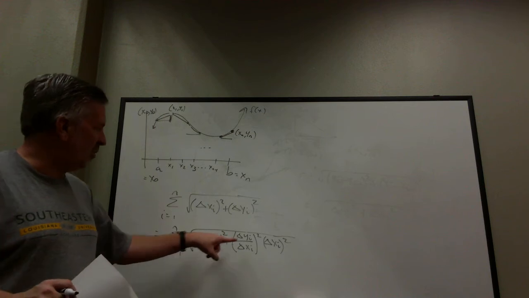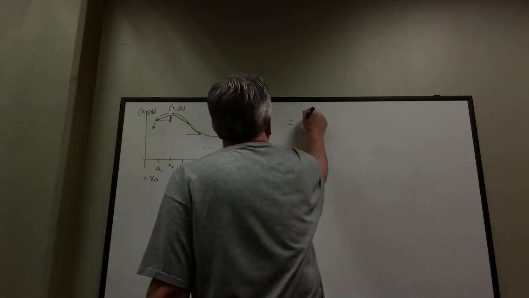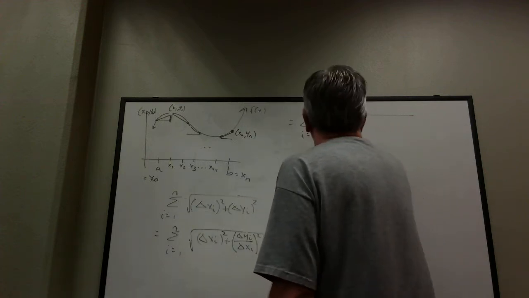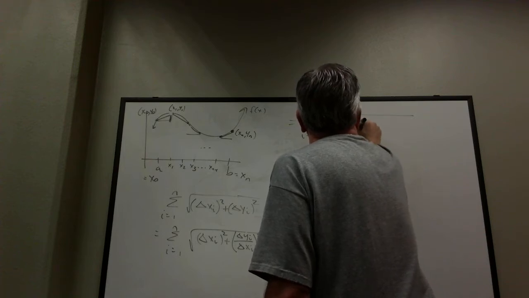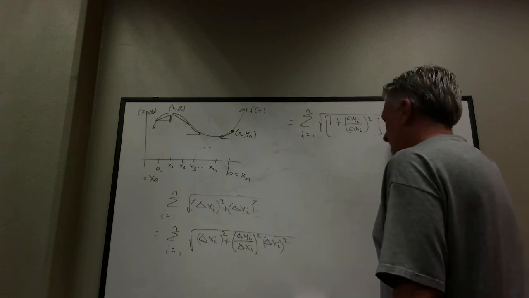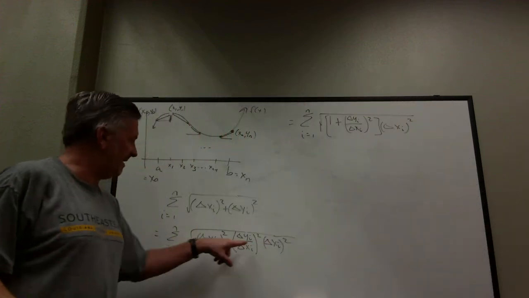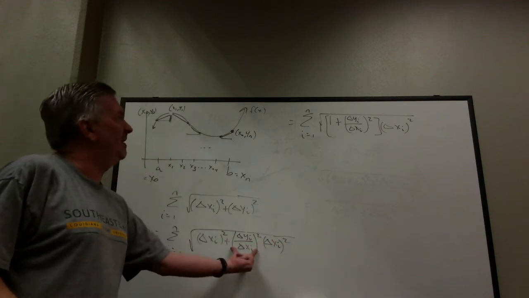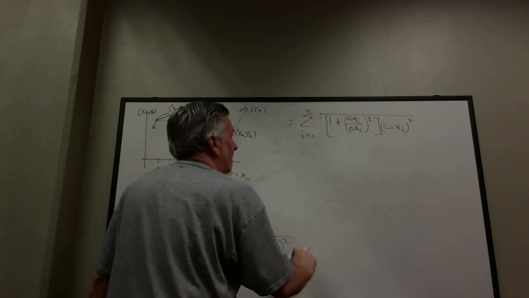Notice now I have a delta xi squared here and a delta xi squared here. So I can factor that out under the radical. So I still have my summation. So I have the square root of 1 plus delta yi over delta xi, squared. I factor a delta xi squared out of both. So you factor it out of here, you're left with 1. You factor it out of here, you're left with the delta yi over delta xi quantity squared. That's a funny square root. All right, that's all I've done.